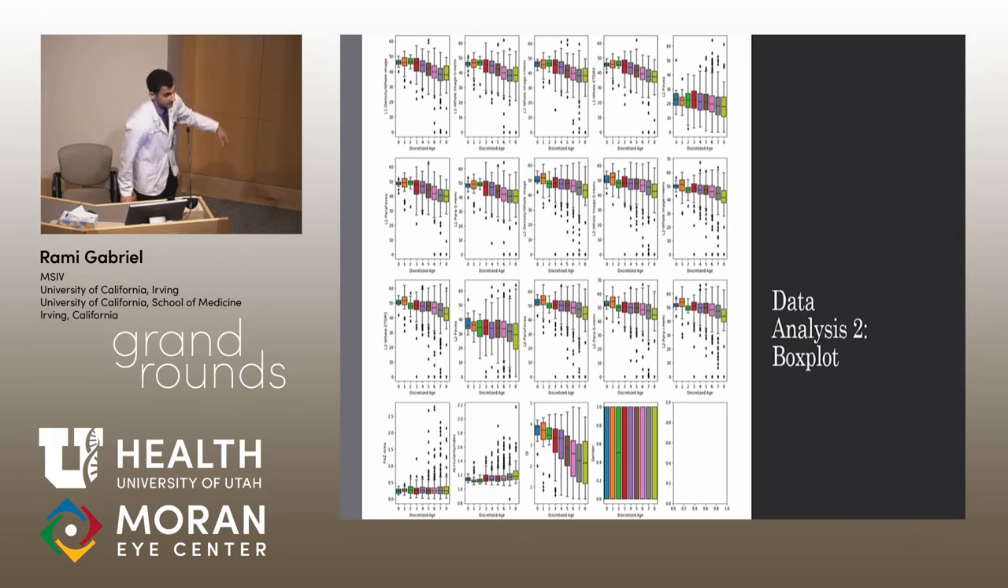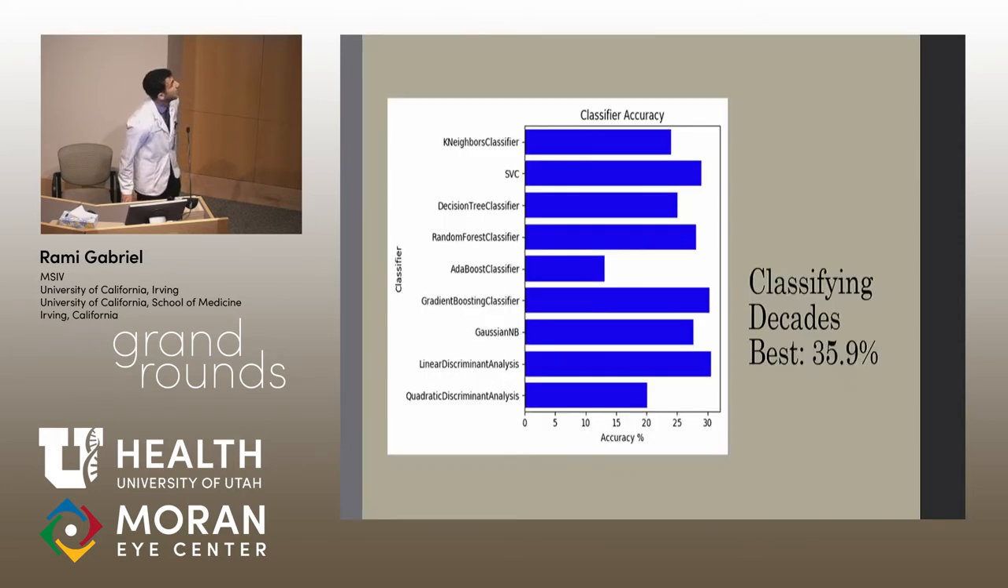These are box plots with age, by decade. You can see a trend as well in the loss of vessels in the superficial capillary plexus and deep capillary plexus with age. After separating it into decades, we tried another classification algorithm, and this time we got 35.9% separating it by different decades. That's a little harder to do. We had 9 different decade options. So it was still better than chance, but not as good.